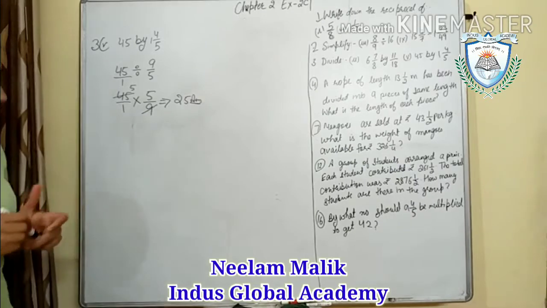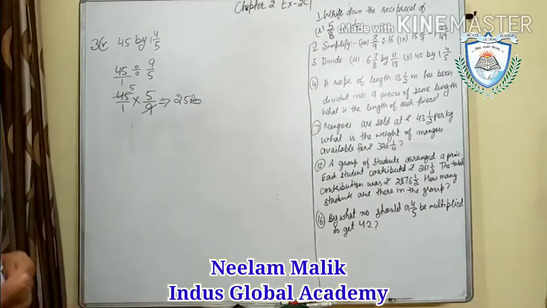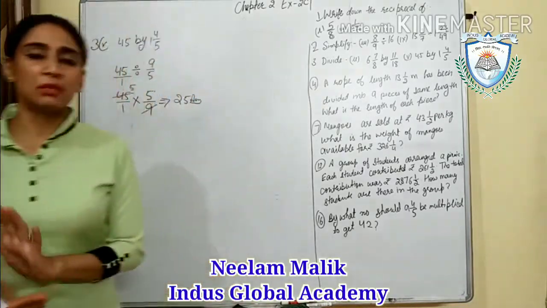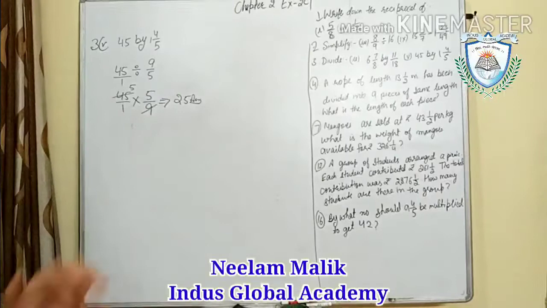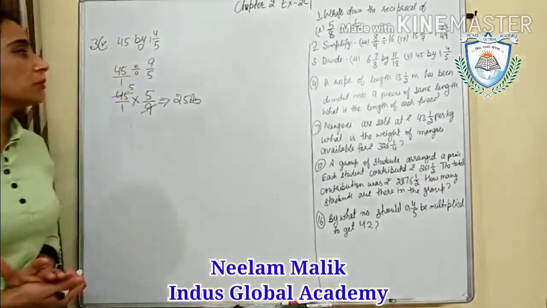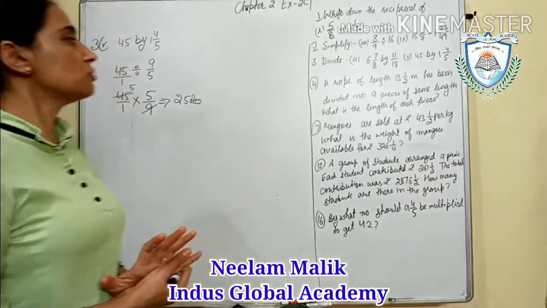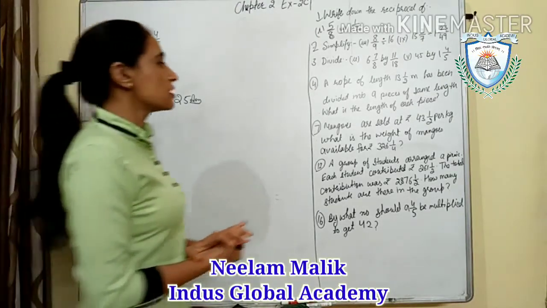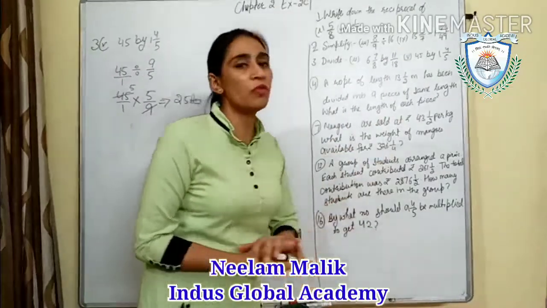Okay. Now question number 4. After question number 3, sums are given up to 17. So I'll solve 4 sums for you here, and the remaining you will do on your own. Question number 4. A rope of length this meter has been divided into 9 pieces of the same length. What is the length of each piece?